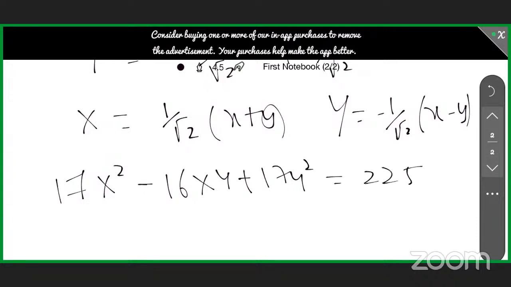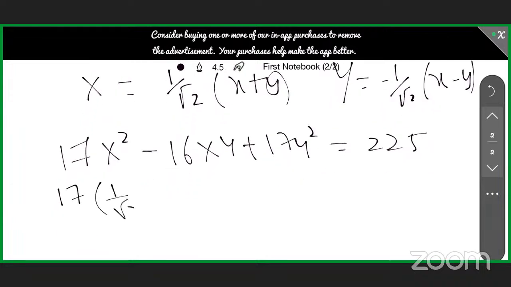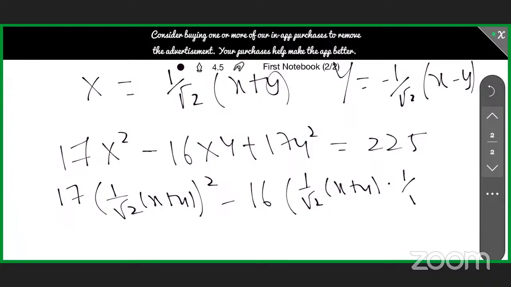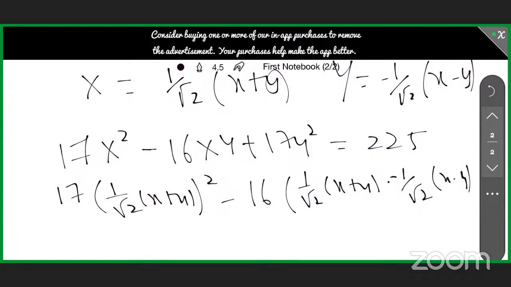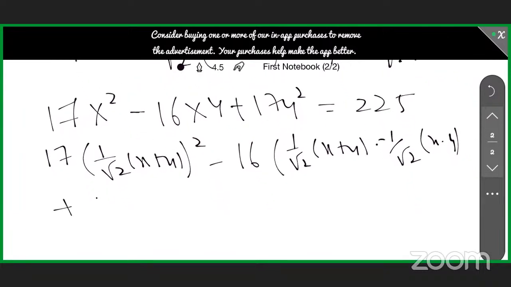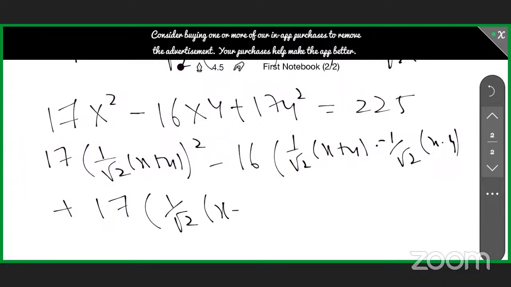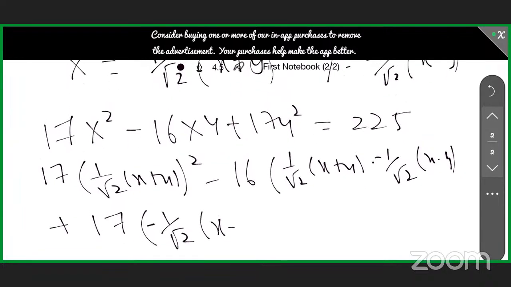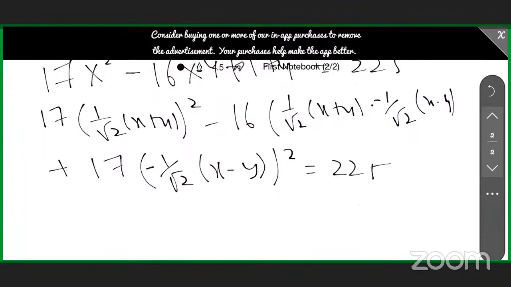Simplify the equation. Where capital X is there, put this value: 17 into 1 by root 2 into x plus y whole square, minus 16 into 1 by root 2 into x plus y into 1 by root 2 into x minus y, plus 17 into 1 by root 2 into x. Sorry, what is my y value? Minus 1 by root 2 into x minus y, whole square is equal to 225. Now you have to simplify everything.